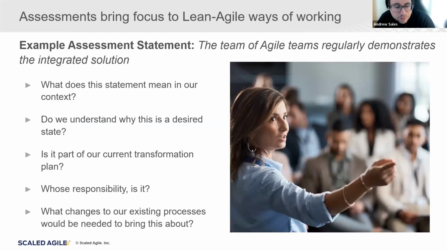But this slide really reflects what we're seeing in the field time and time again. This is why we emphasize, and I know Jorgen emphasizes this as well, that there's much more to these assessments than just the number. It is not about saying that we scored 3.5 on built-in quality, or 4.2 on team of agile teams, or 3.7 on customer centricity. It's about understanding what led to that particular outcome. So on the slide here, a very simple statement: the team of agile teams regularly demonstrates the integrated solution.